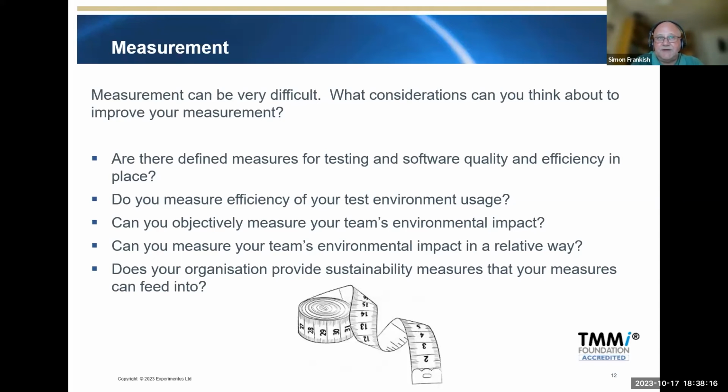And does your organization, so again, this goes back to the organization at a top level having goals in place for sustainability. So does the organization provide sustainability measures that your test team's measures can feed into? And if they do, that can often help, because if you're taking that top-down approach, there's often a lot more capability to measure some of these things at the top levels than there is here.